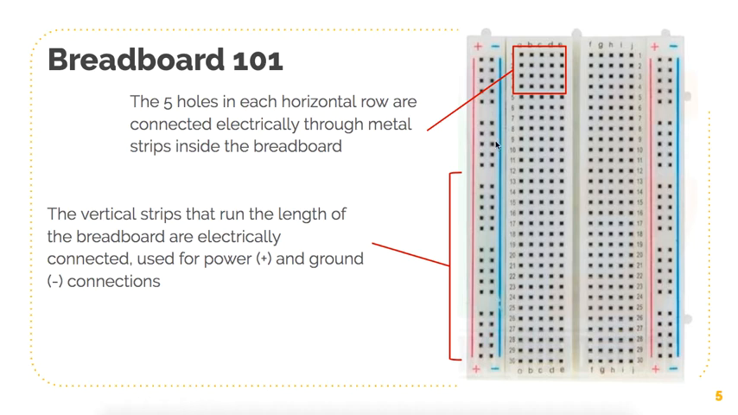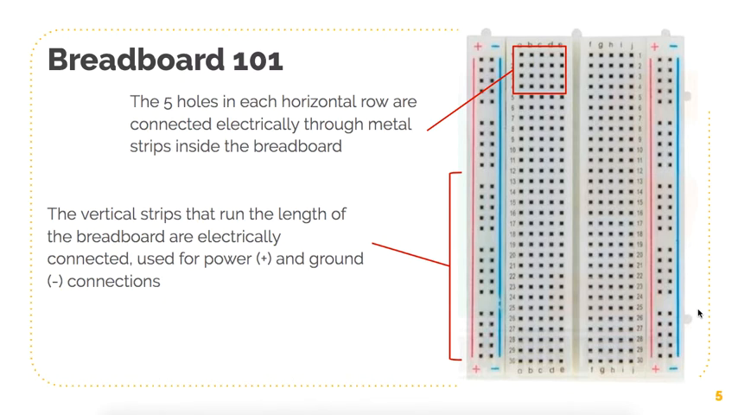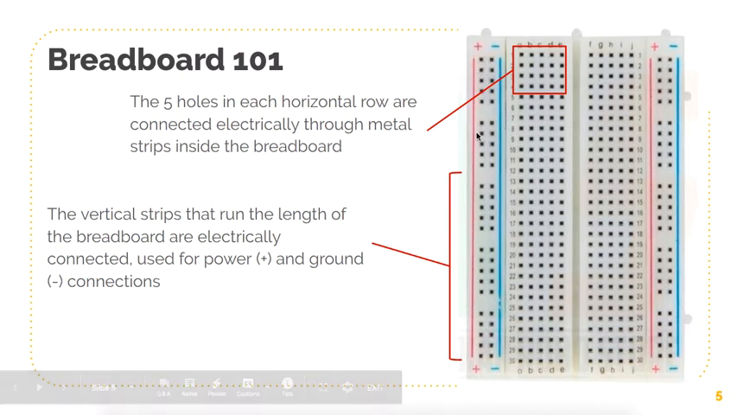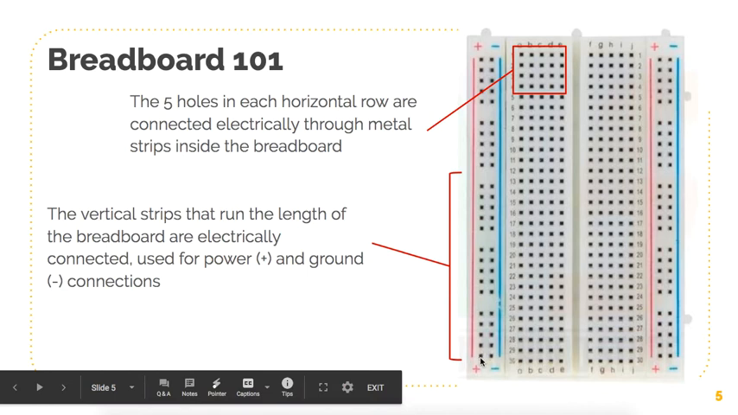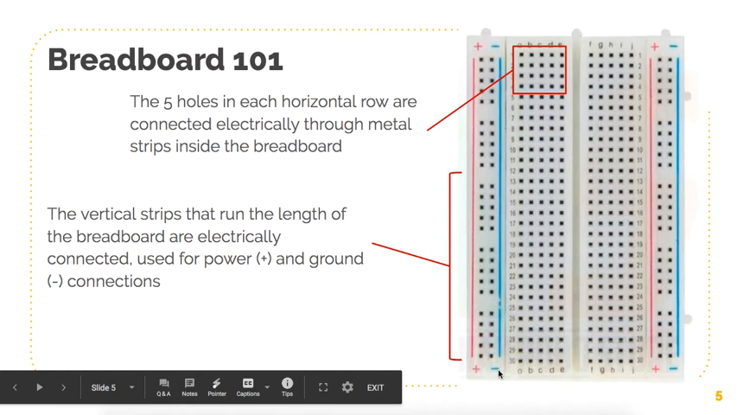We also can't talk about breadboards without talking about the two outer columns of the breadboards. The vertical strips that run the length of the breadboard are electrically connected, and they're used for power and ground connections. Power you would plug into one of the positive pins, so that's red on the breadboard.